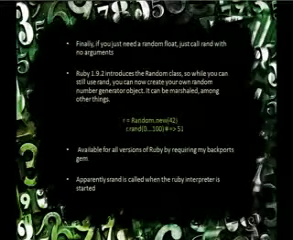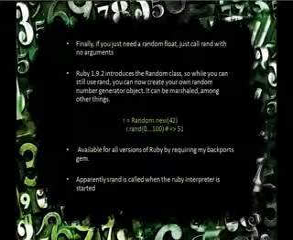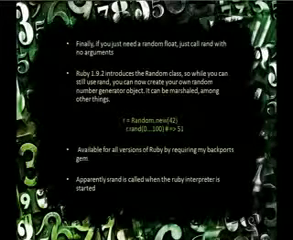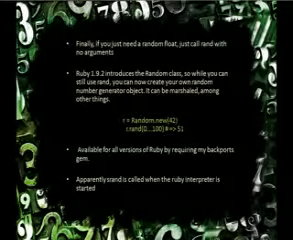Ruby 1.9.2 introduces the Random class, so while you can still use rand, you can now create your own random number generator objects. It can be marshaled, among other things. Available for all versions of Ruby by requiring my backports gem. Apparently, srand is called when the Ruby interpreter is started.